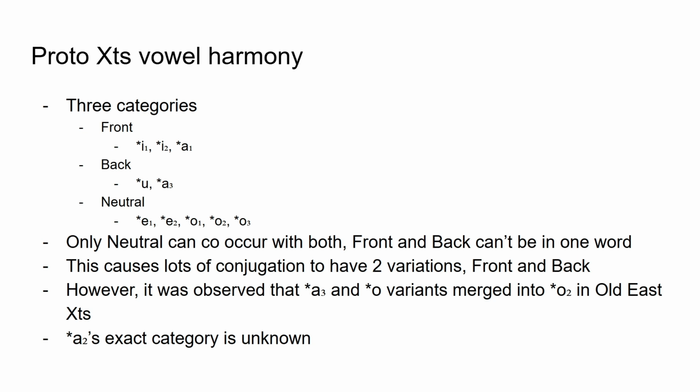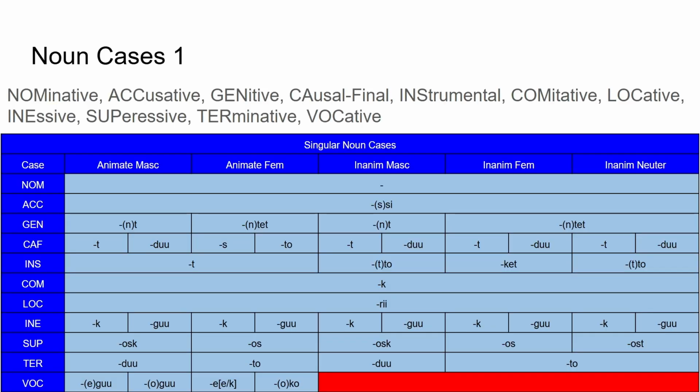Now, obviously, neutral is the only one that can co-occur with front and back vowels. Front and back cannot mix, except in one case: if there was a word that was made out of two other words, they could mix. Now that we know some history about the language, here are some noun cases.